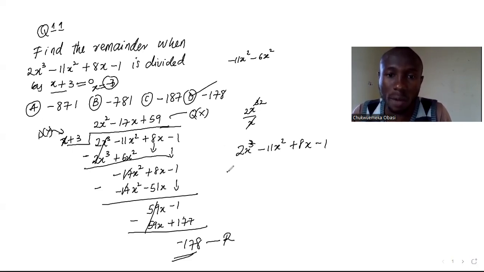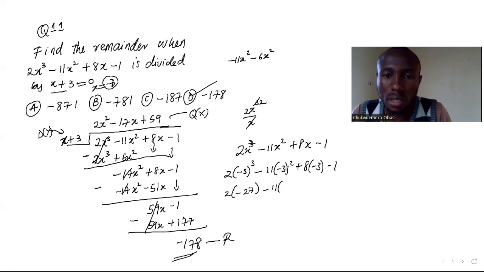So you plug it here, you have 2 into -3 cubed. Then you have 11 times -3 squared. Then you have 8 into -3 and -1. So -3 cubed will give me -27, of course. Then you have -11 times 9, since -3 squared is 9. So 8 times -3 giving -24, you have -1.